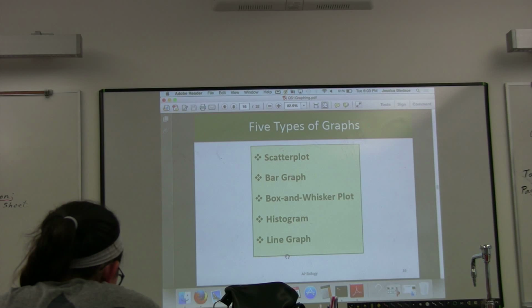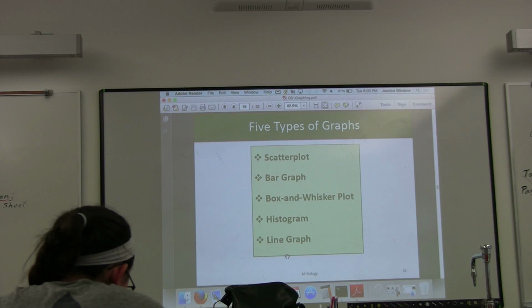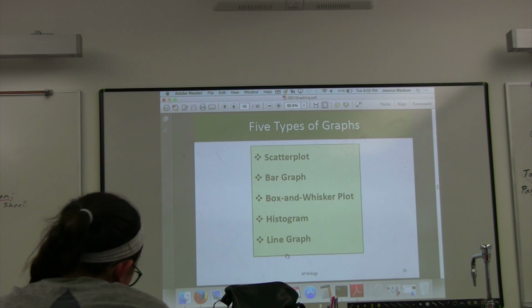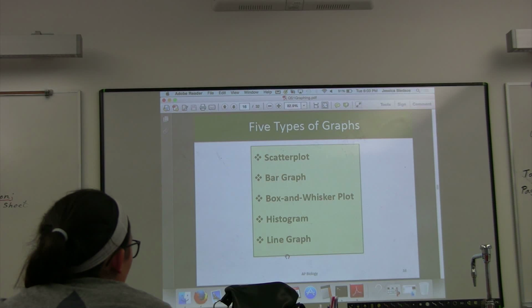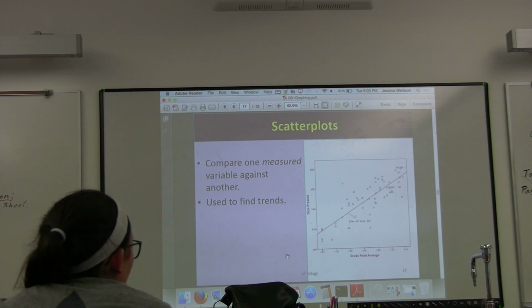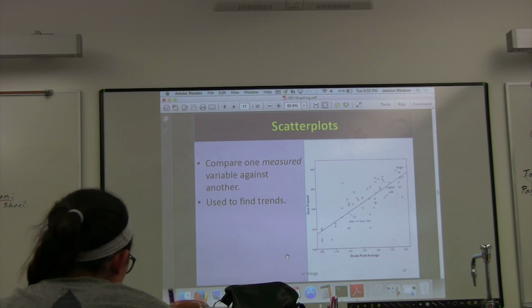Okay, 5 types of graphs that you could do. A scatter plot, a bar graph, box and whisker, a histogram, line graph. What's the main difference between a histogram and a bar graph? There's no space. Things touch. That's the main difference between histograms and bar graphs. So why would we want to do a scatter plot?